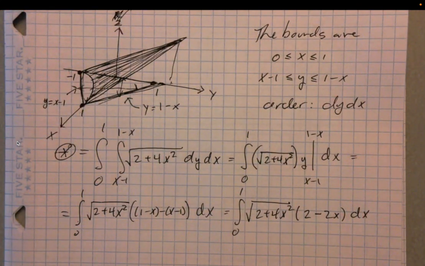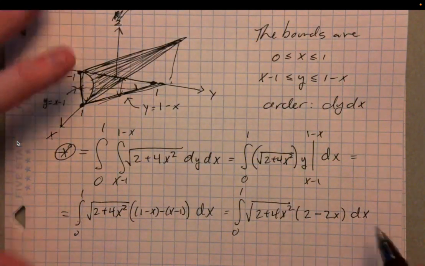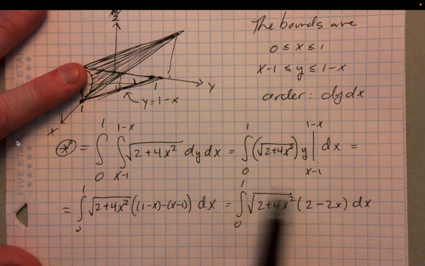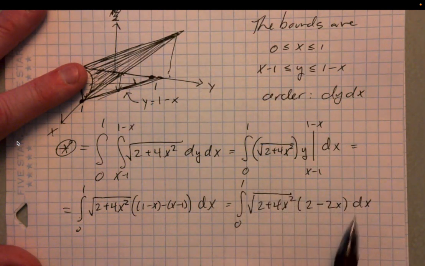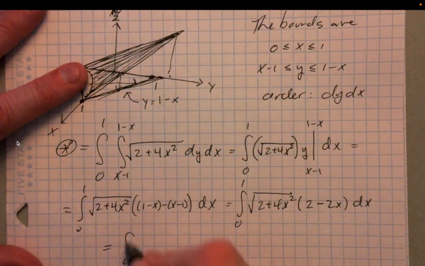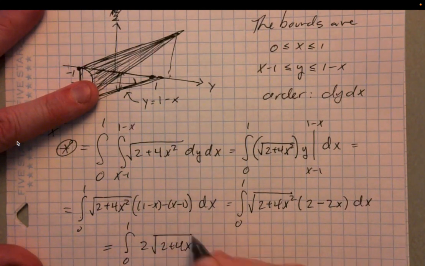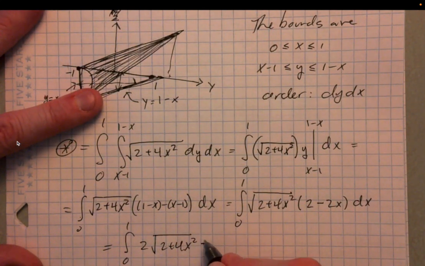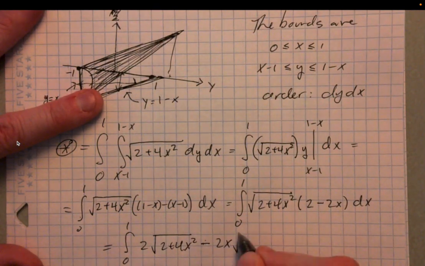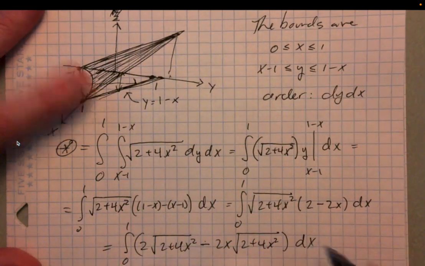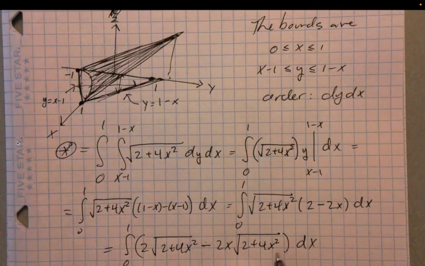Okay. Now this integral here is not easy, so a couple of things you can do with this. You can break this piece apart, distribute this radical through this expression. And you get the integral from 0 to 1 of 2 times the square root of 2 plus 4x squared minus 2x times the square root of 2 plus 4x squared.